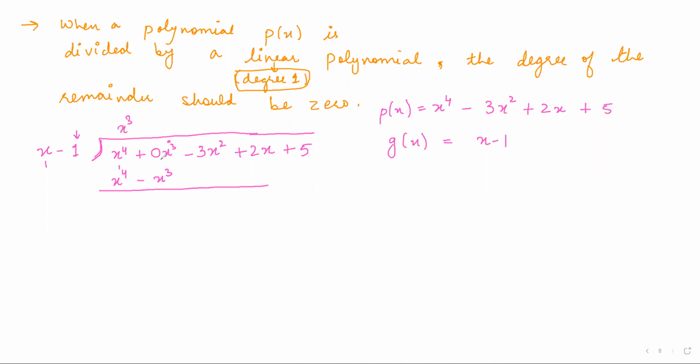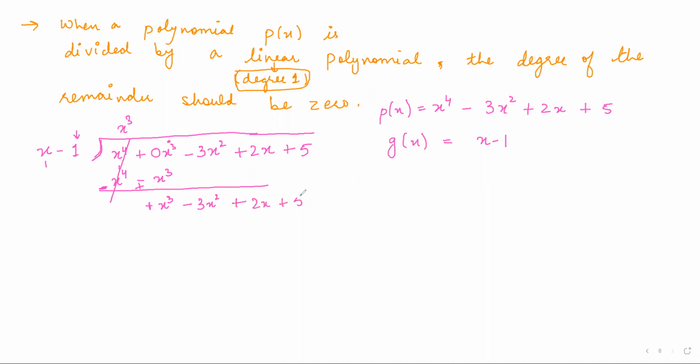Okay, so 0x cube minus x cube, so you will get minus x cube, right? And this term will be minus because now you are subtracting. So first of all, you will change sign. So you will get a plus x cube. This term will be gone, right? So you change the sign because you are subtracting this thing. So you have a plus x cube. Then you drop down all the terms.